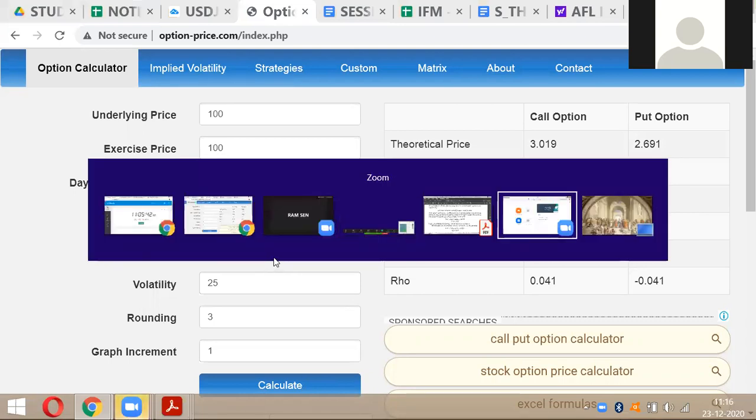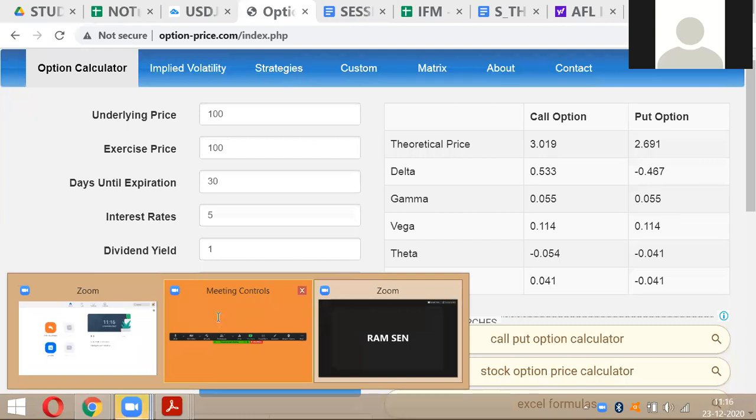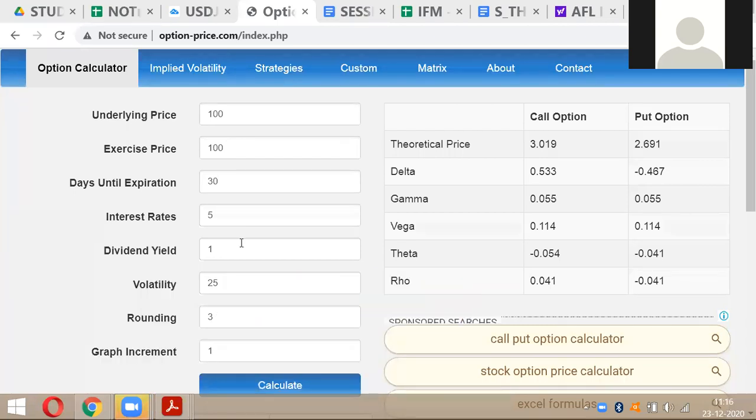I've got a message on my Zoom. Why have I got a message on my Zoom? I don't know what is happening.